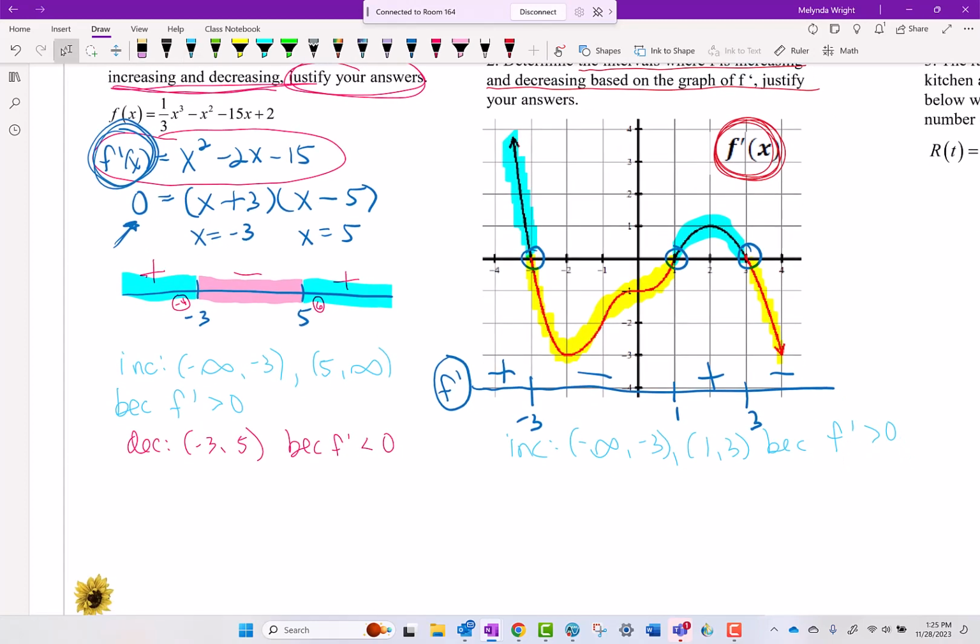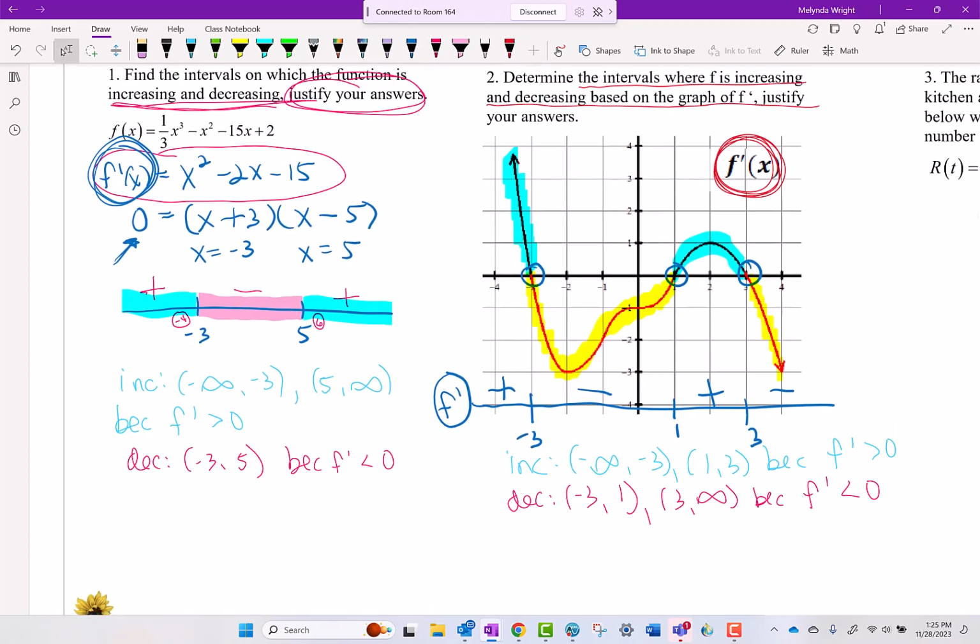Okay, we just justified. Decreasing from negative 3 to 1 and 3 to infinity because f prime is less than 0. So what we've just done is two examples on increase, decrease. One where we had an equation that we worked, the other where we had a graph that we looked at. All right, any questions on increase, decrease?